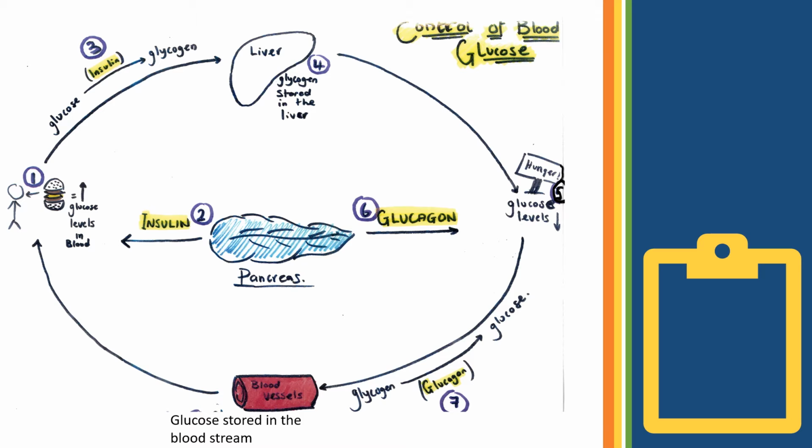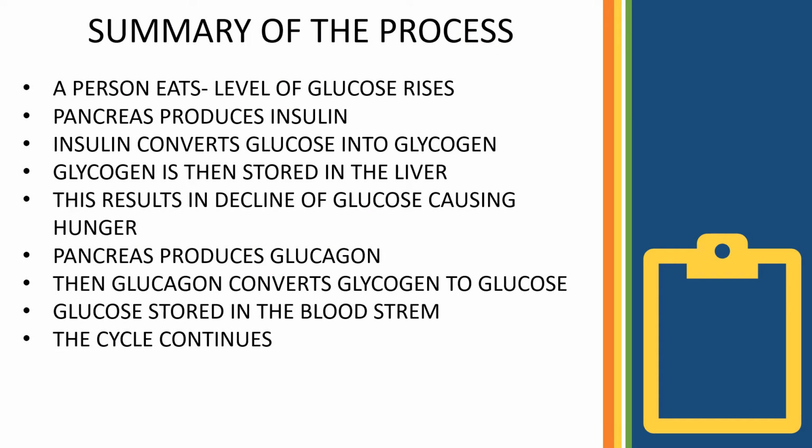This causes the glucagon to be produced from the pancreas, and if glucagon is produced from the pancreas, then the job of the glucagon is to convert glycogen into glucose, and then the glucose is stored in the bloodstream, and the cycle continues. So this is a summary of the whole process.